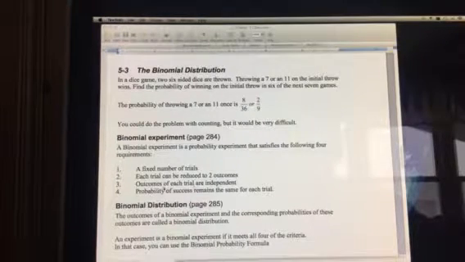Now 3 and 4 travel together. Number 3 says the outcomes of each trial are independent, and number 4, the probability of success remains the same for each trial. That is true because of number 3. If you have the same trial each time, and they're independent, then your probability of success is going to stay constant. And we had seen that in the previous chapter with probability.